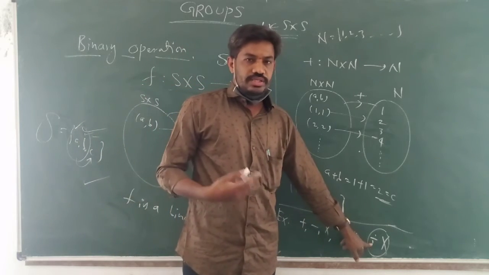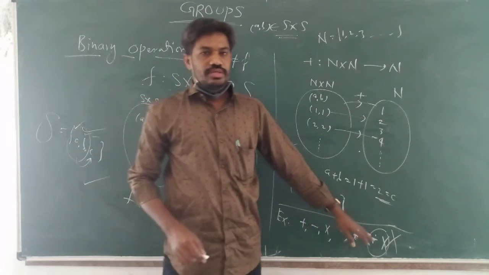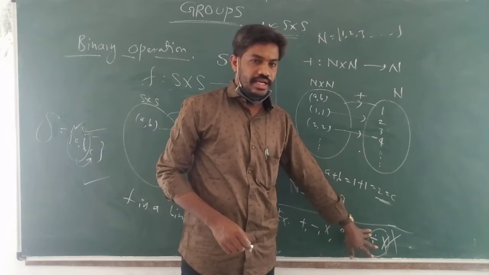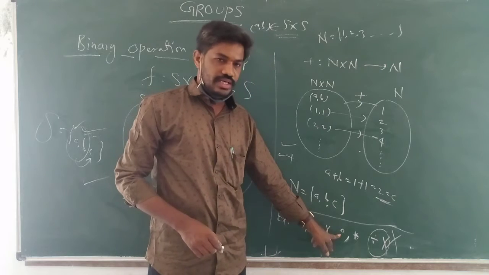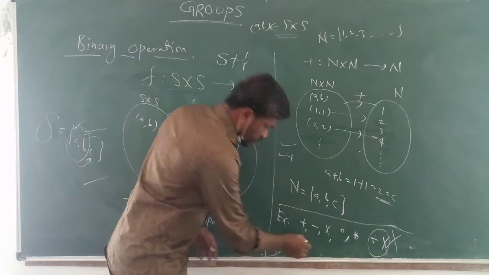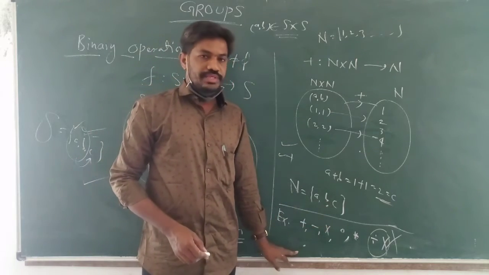The divide symbol is not selected as a binary operation because the infinity value is not decided in the set. So division you cannot take. Only the binary operations plus, minus, cross. This circle is nothing but multiplication, star also multiplication, and dot also multiplication. So those are called binary operation symbols.